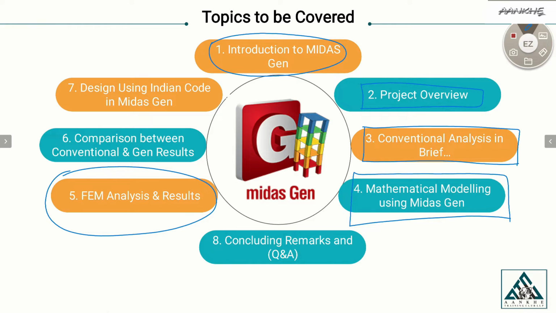So we'll be completing FEM analysis and results using Gen. Then we'll go to the comparison of conventional and Gen results for pile reactions. It will vary a little because FEM is numerical software, and it also takes realistic modeling. Under conventional analysis we go for several assumptions, so the results will vary a little bit. It's okay, I'll be showing you the comparison between the Gen and conventional results.